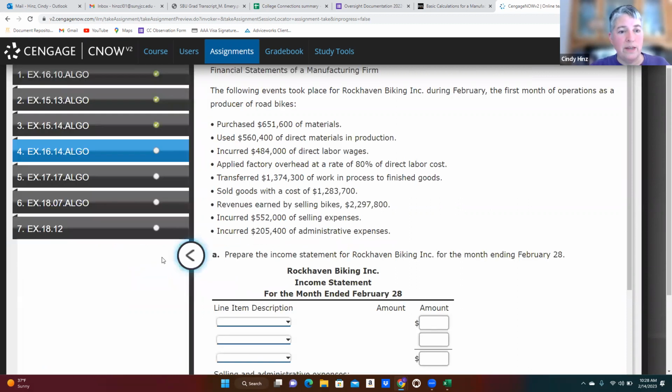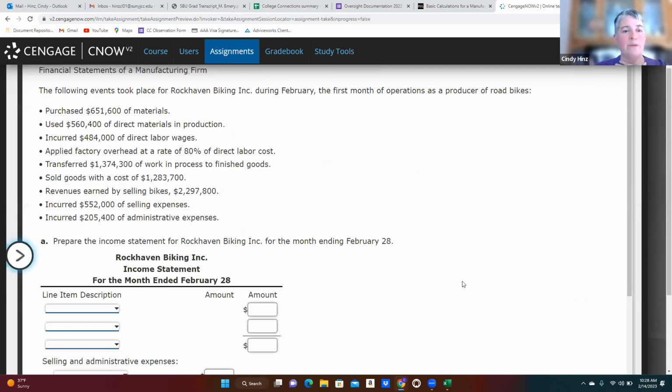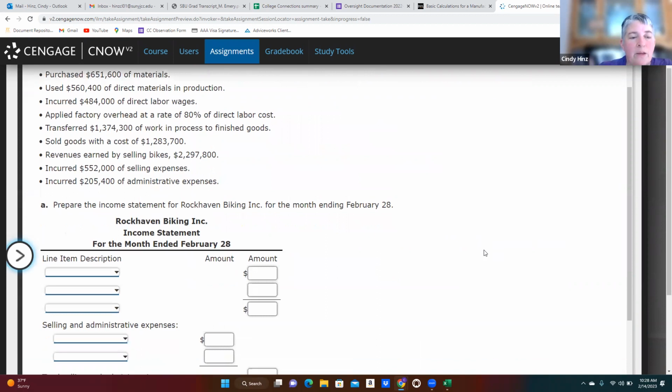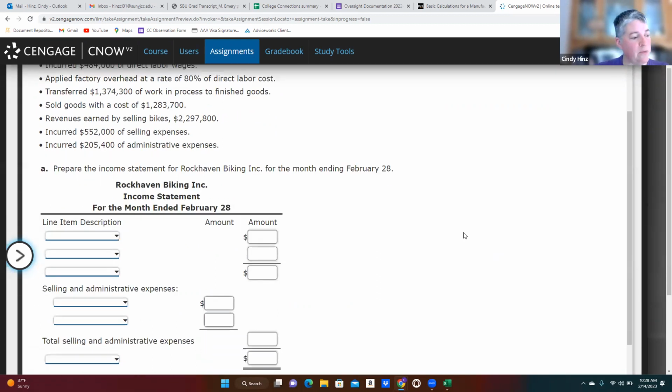So our next exercise is back to chapter 16, and we are looking at a company using job order costing. And we are asked to prepare the income statement for this company. So the basic format of the income statement remains the same, except rather than looking at a cost of goods purchased to do the calculation, we're looking at the cost of goods manufactured. So that's what makes this different than an income statement we might have looked at in financial accounting.